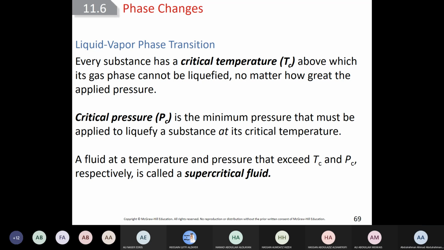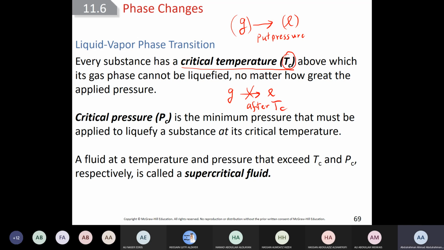Next, I want to define critical temperature. What's a critical temperature? It's when the gas can't be liquid again. Yes. Usually, if you have gas and you put pressure on it, it will change to liquid. Always, except if you reach TC. When you reach TC, what will happen? Gas will never change to liquid after TC. Is this clear? That's called critical temperature. Any question?